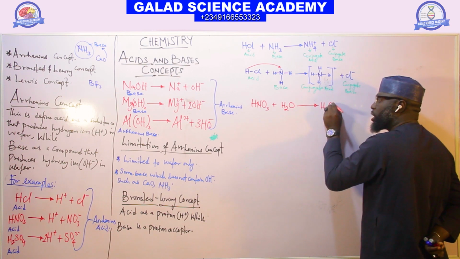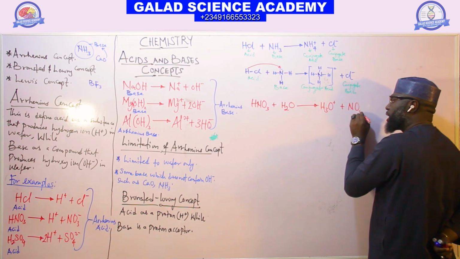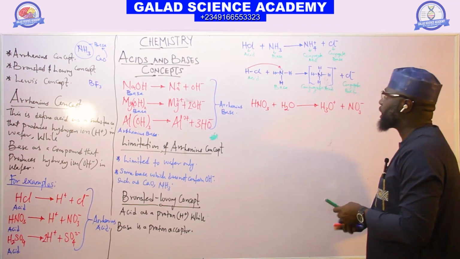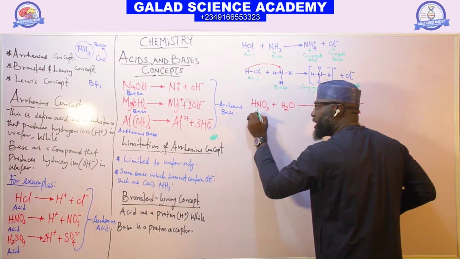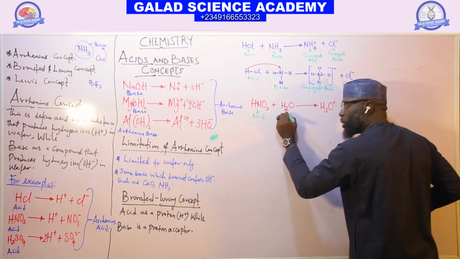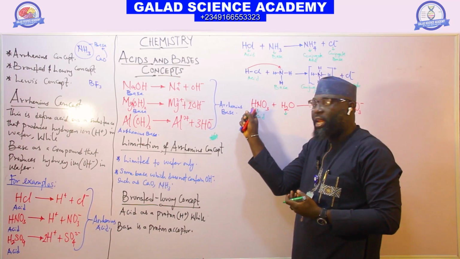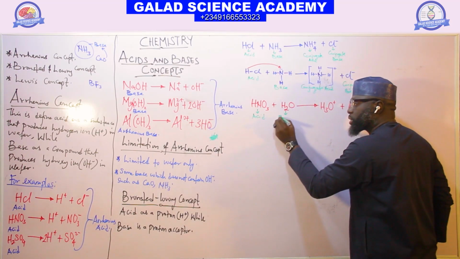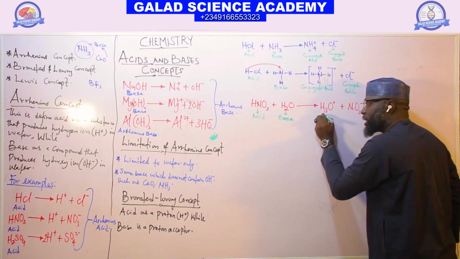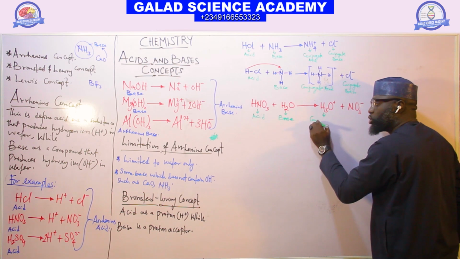H3O+ and NO3−. You can now observe that this HNO3 releases hydrogen, which is a proton, to the water. So this water here that accepts the proton from HNO3, it will become what? A Bronsted base. And the hydrogen that is formed when a proton is added to it will become the conjugate acid.